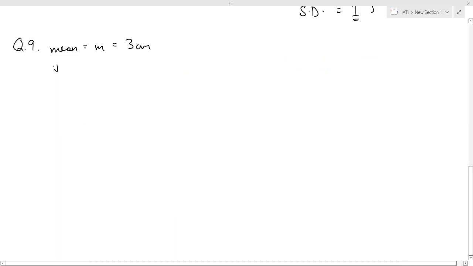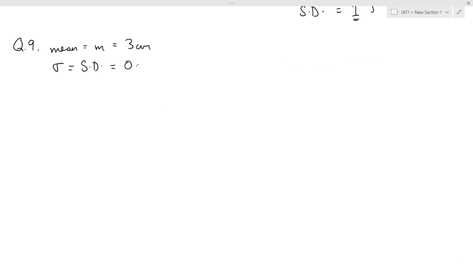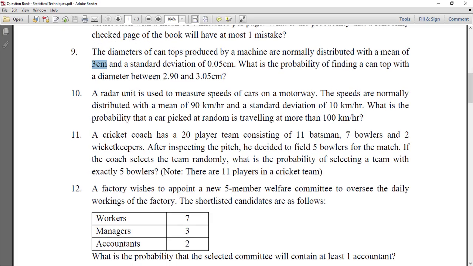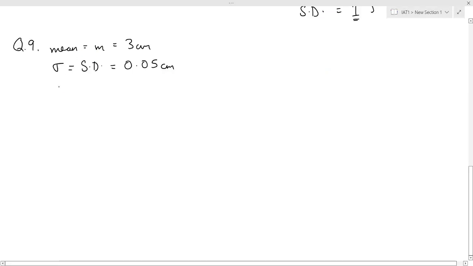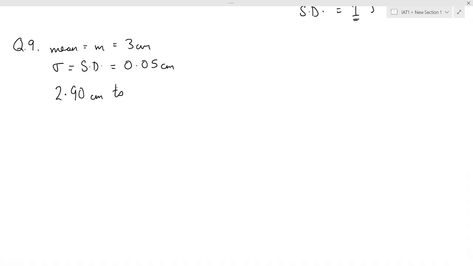So they have given us what? They have given us sigma, which is what? Standard deviation, which is how much? 0.05 centimeter, right? What are they asking us? They are asking us what is the probability of finding a can top with a diameter between 2.90 and 3.05 centimeter. So what is the range that they want? From 2.90 centimeter to 3.05 centimeter. So our can diameter should be between this.